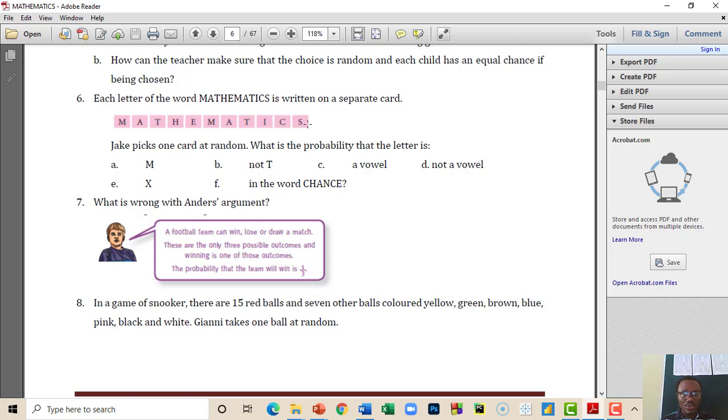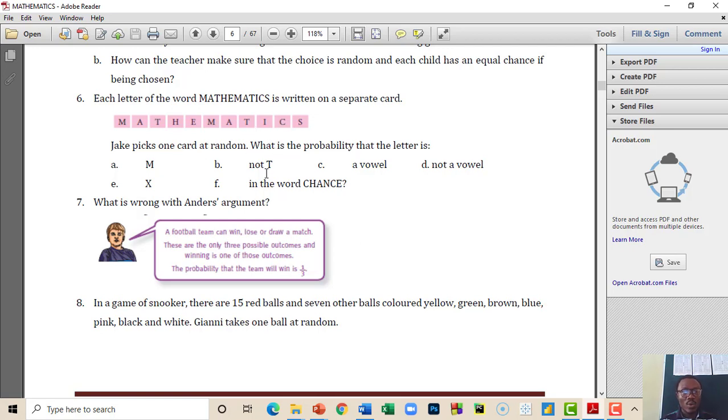1, 2, 3, 4, 5, 6, 7, 8, 9, 10, 11. Am I correct? Let's try it again. 1, 2, 3, 4, 5, 6, 7, 8, 9, 10, 11. I'm correct. I have 11 cards altogether. Don't be confused with this card M. We have two cards for card M, so we have to still count them together. So now, what is the probability that the card chosen is M? I have two letter M, so it will be 2/11. That's how to solve the first one.